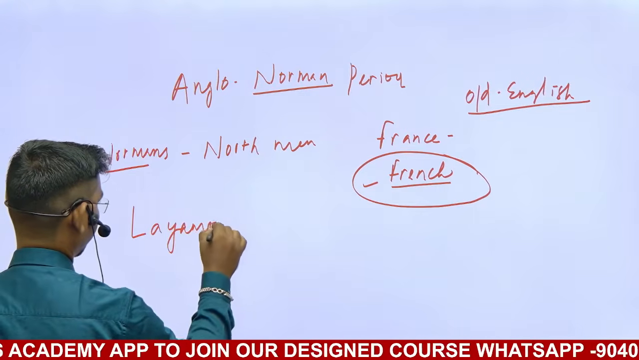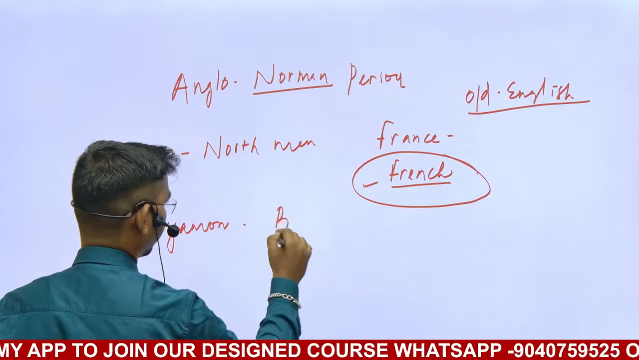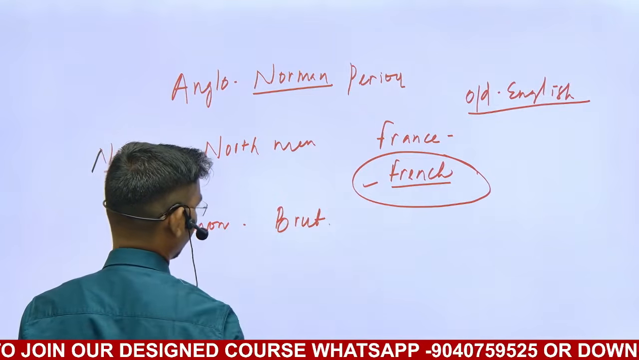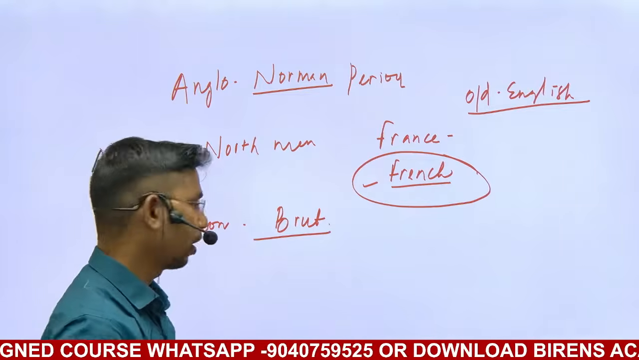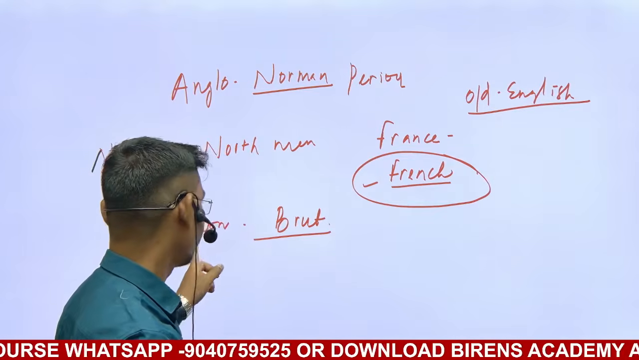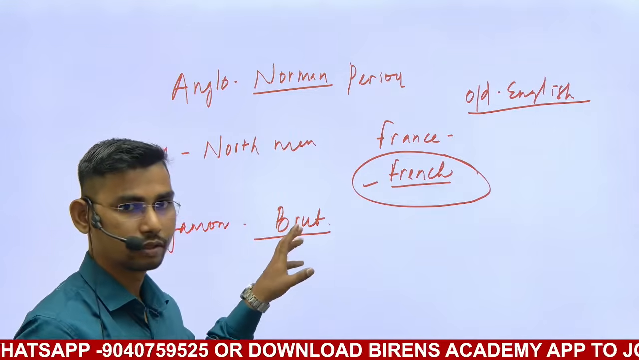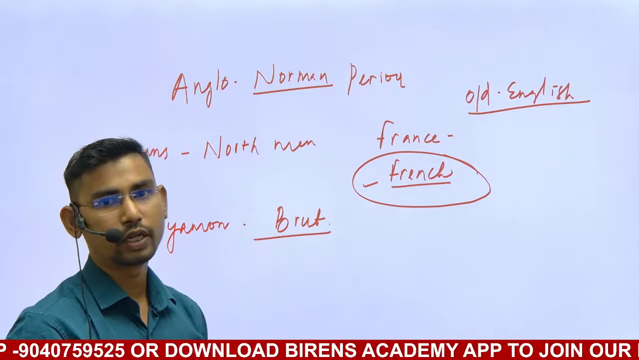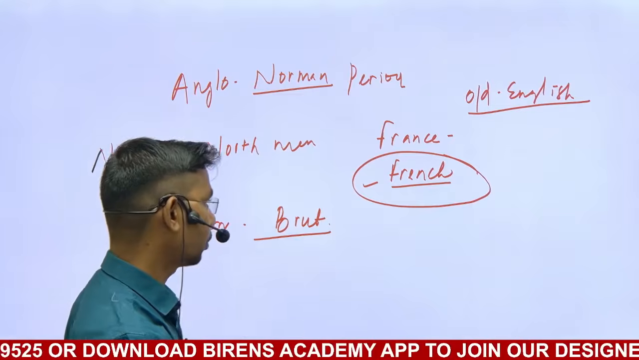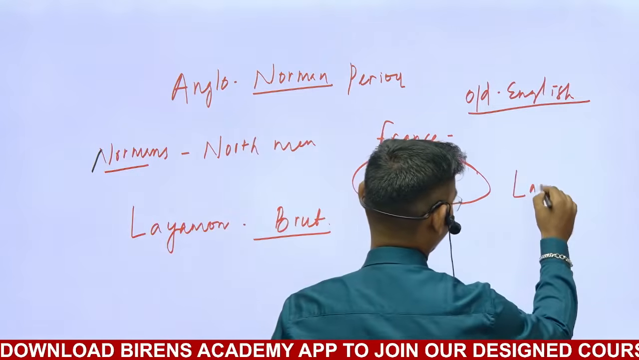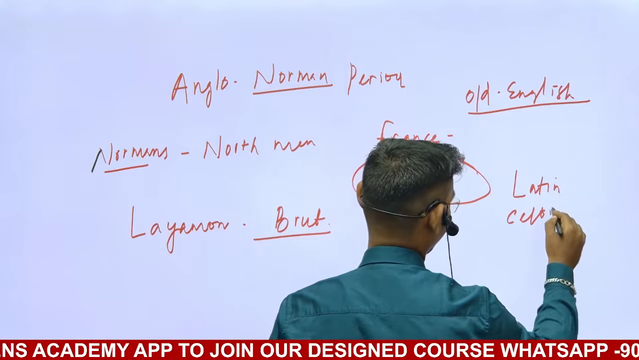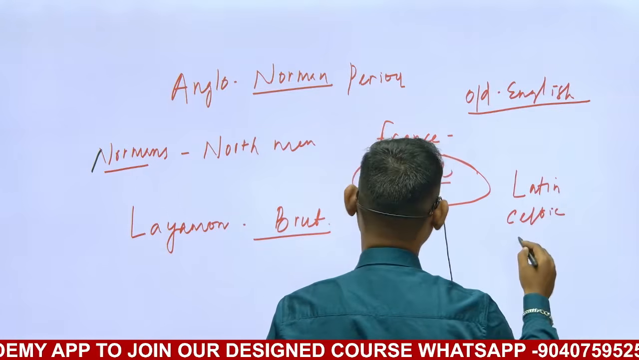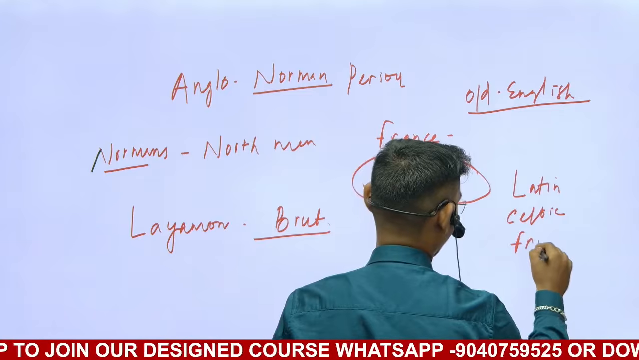Okay, so French language continued to be in influence for so many years until Layamon published Brut, a work of art, Brut, in English. Okay, in English, but this English, Layamon's English in Brut, was not Old English. So it was a mixture of what? Latin, Celtic language, then also the French language.